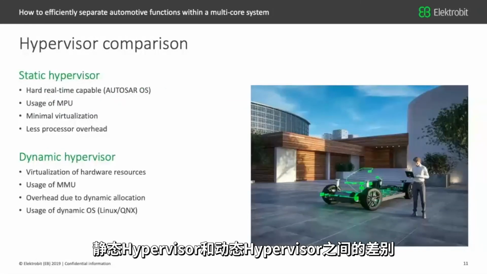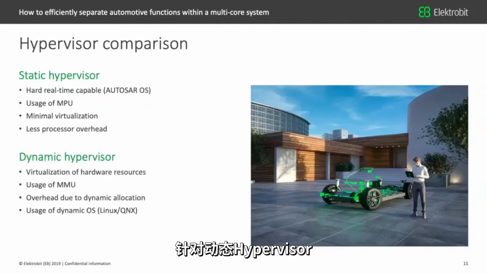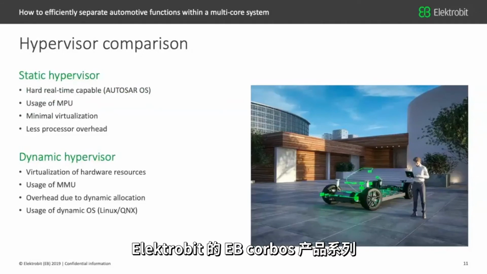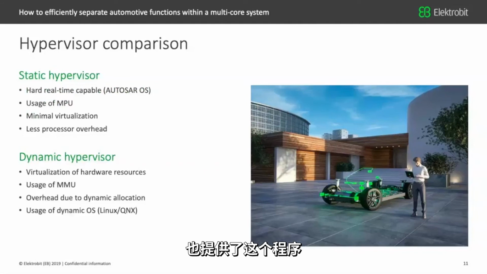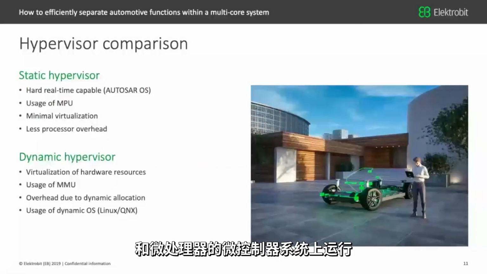Actually, a quick comparison between the static hypervisor, what we are talking about in this case, and the dynamic hypervisor, which Electrobit also offers within the EB Corvus product line. Here we have the EB Corvus hypervisor, which is a dynamic hypervisor that runs on high performance ECUs and, not microcontrollers, system on a chip and microprocessors.